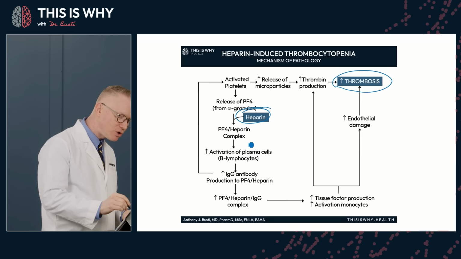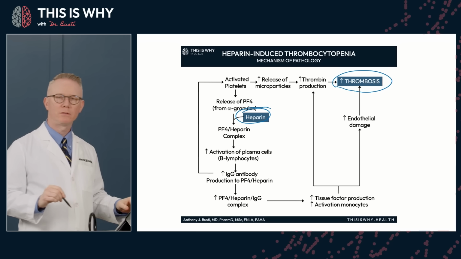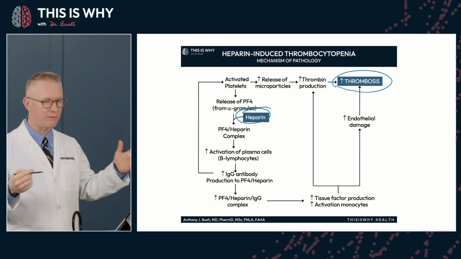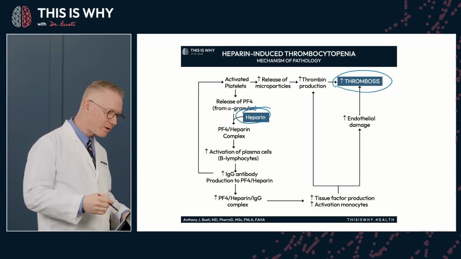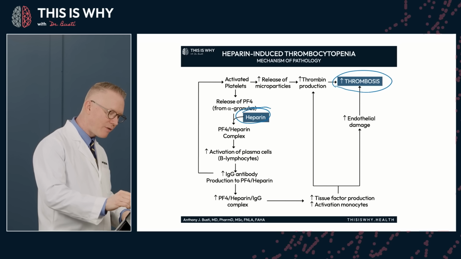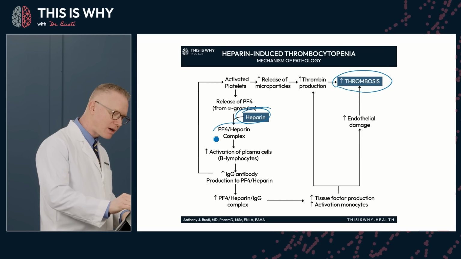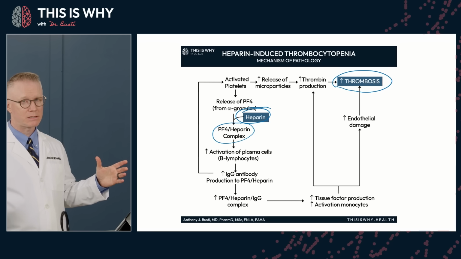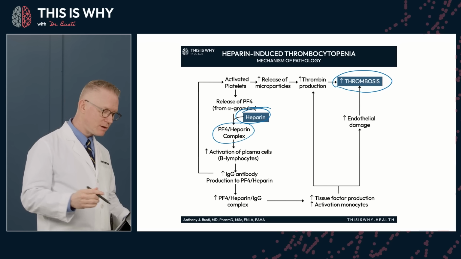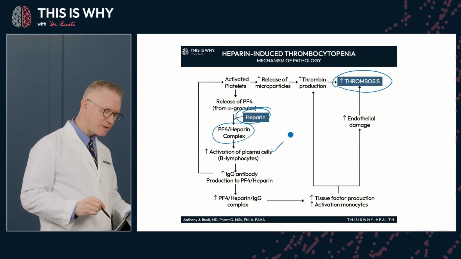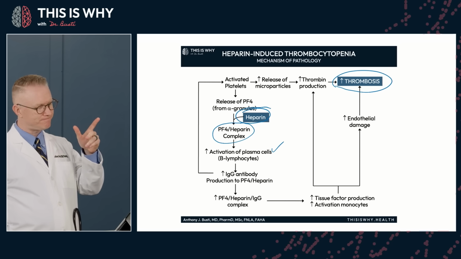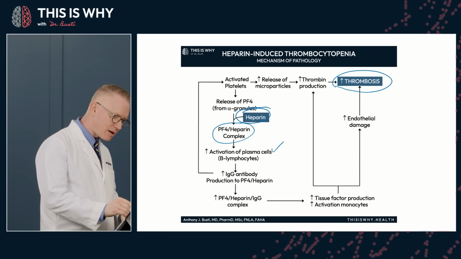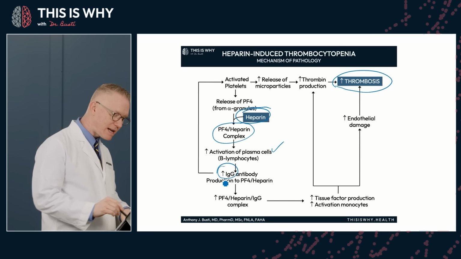Heparin binds to platelet factor 4. Well, where does that come from? From the platelet. Platelet factor 4 comes from the release of granules of the platelet. That forms a complex, okay? Because remember, it's binding to things. Heparin molecules, big ones. Well, the immune system, plasma cells or B lymphocytes go, I'm going to make antibodies against that, okay, that thing, and it forms this antibody.